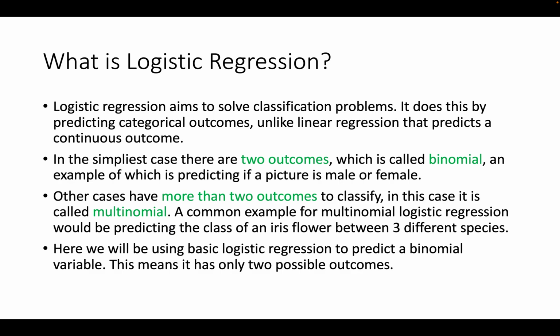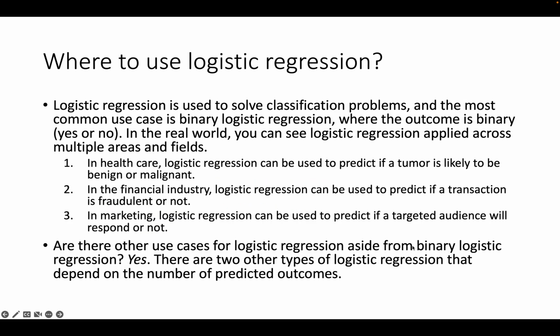Let's say you have to predict the weather for the day. ठीक है, iris level I didn't really understand. 3 different species, okay. Let's say you have to predict the weather for the day. It can be sunny, it can be rainy, or it can be snowing. ठीक है, so that is a multinomial outcome of the logistic regression model. ठीक है, here we will be using basic logistic regression to predict a binomial variable. This means it has only two possible outcomes. This is what we're going to study आगे, I guess.